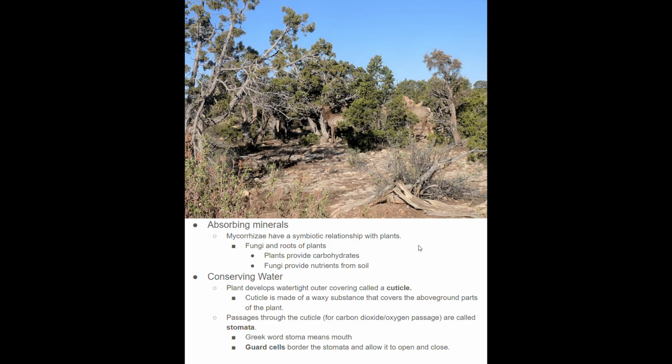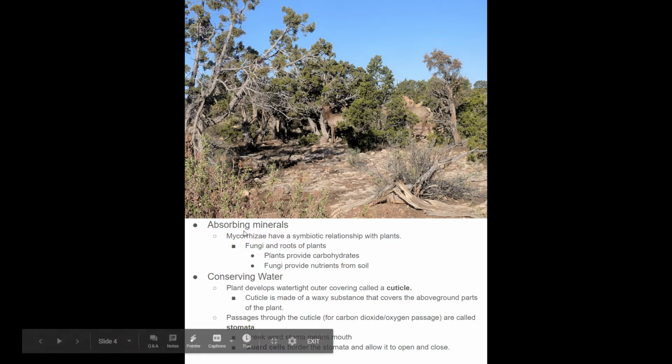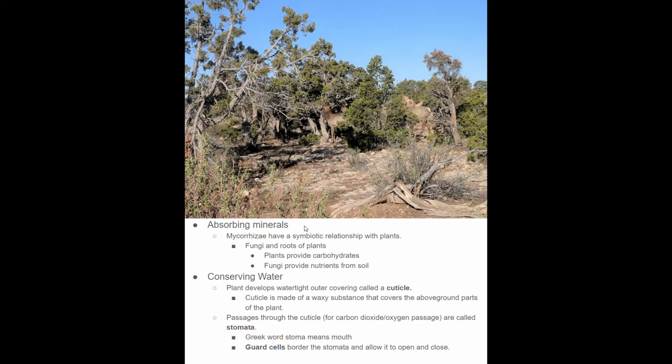All right, so the first little bit that we're going to be talking about here, we're going to be talking about those 3 main obstacles that plants had to overcome. We're going to be talking about them real slow throughout. So first big obstacle these plants had to overcome was absorbing minerals.